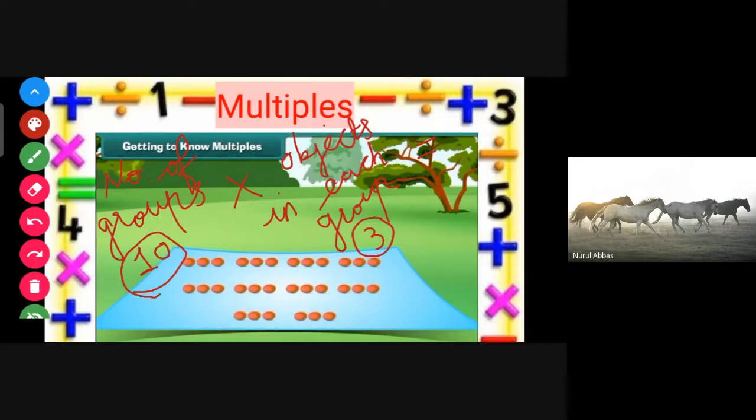Because 10 groups are there, you can also count. Yesterday, I guess I told Anas, I guess his turn was there yesterday, to count. So he counted how many groups are there: 1, 2, 3, 4, 5, 6, 7, 8, 9, 10 groups. And in each group, you can see how many objects are there. In each group, how many are there? 3, 3, right? So to find the total, you can multiply 10 threes or you can add 3, 3, 3. So which one is easy?